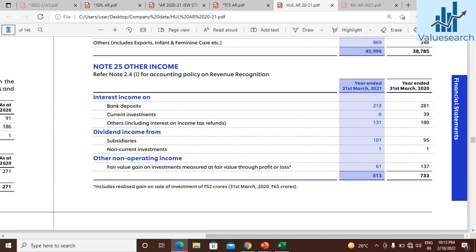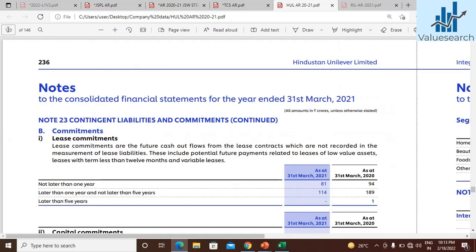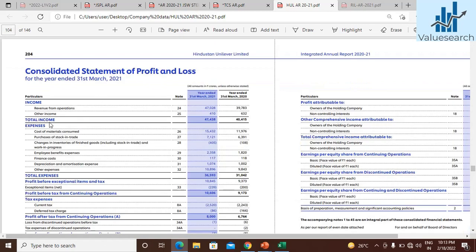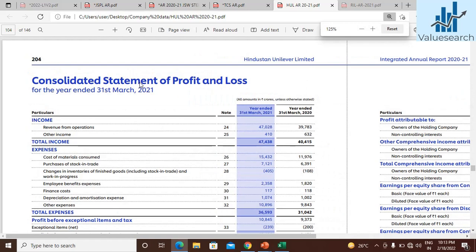Now let us look at Hindustan Unilever's consolidated numbers. This is the consolidated statement of profit and loss. So you can see revenue from operations this much, other income this much, total income this much.